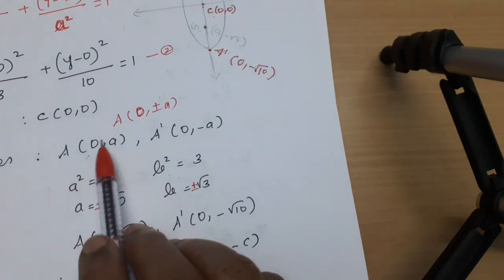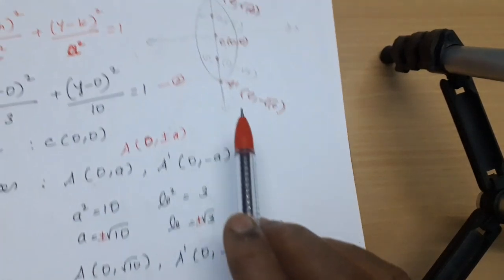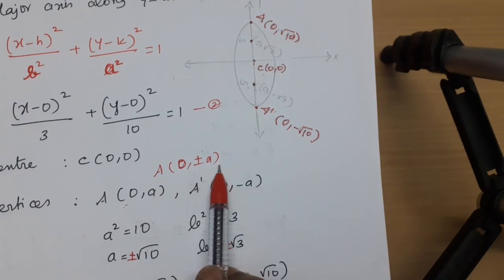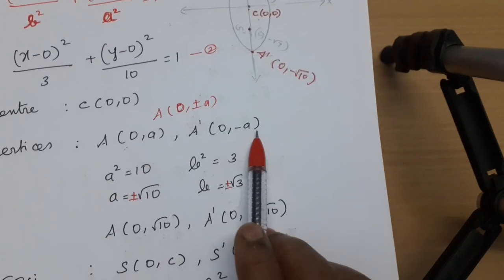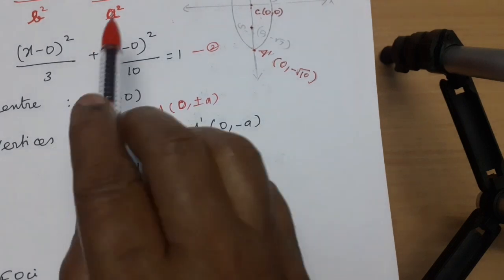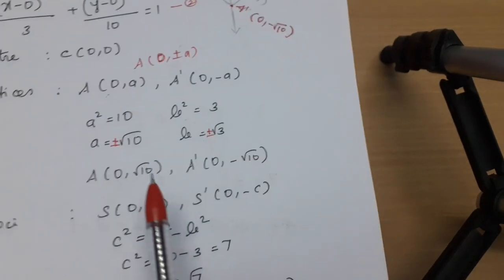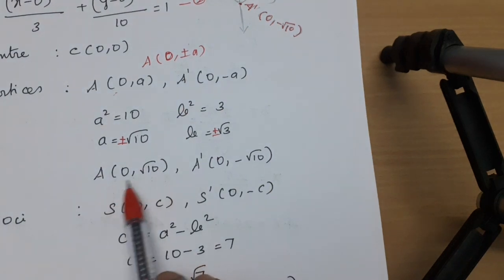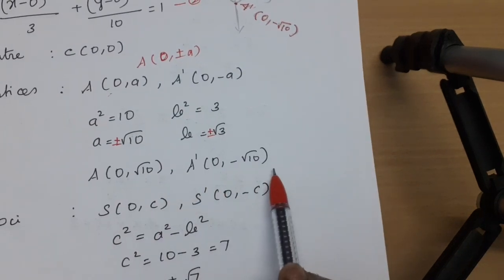So understand, what do you remember? This is the major axis along the y axis. Therefore, the vertices are 0, plus or minus A, that is 0, A and 0, minus A. Substitute the value and you can easily find it. Comparing equation 1 and 2, we find the values of A and B. So A is plus or minus root 10, and the vertices are 0, root 10 and 0, minus root 10.